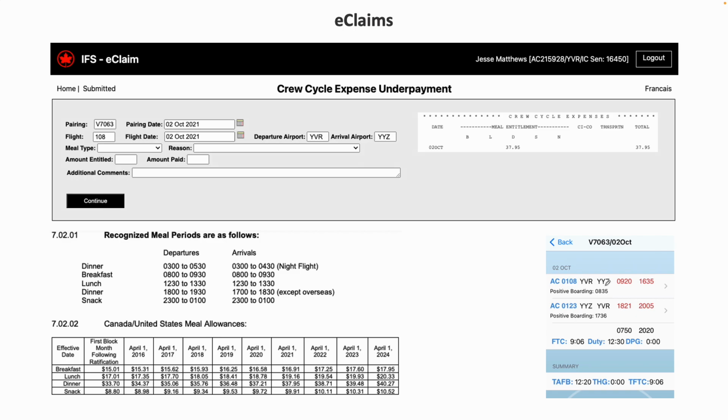Departure and arrival airports are fairly self-explanatory. You can find both of those looking in Globe at the corresponding flight information. Meal type, we want to pick the one that relates to the meal that is missing. For us, that was lunch. So we would, of course, select lunch in the drop-down menu.